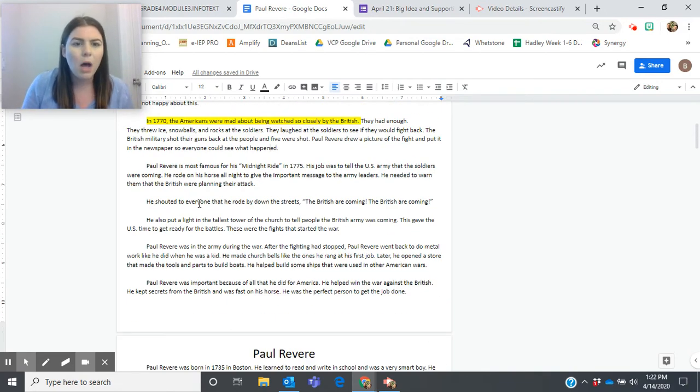All right. Paul Revere is most famous for his midnight ride in 1775. His job was to tell the U.S. Army that the soldiers were coming. He rode on his horse all night to give the important message to the Army leaders. He needed to warn them that the British were planning their attack.